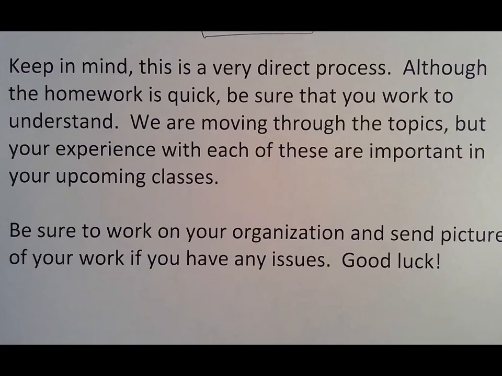But anyway, keep in mind it's very direct. Although the homework is quick, be sure you work to understand. We are moving through the topics, but your experience with each of these is important in your upcoming classes. So again, everything I just said off the top of my head is what I typed in yesterday while I was really thinking about it. Just again, be sure to work on your organization. And if you have any issues and your work is not already on the computer, make sure you send pictures of your work. Good luck.